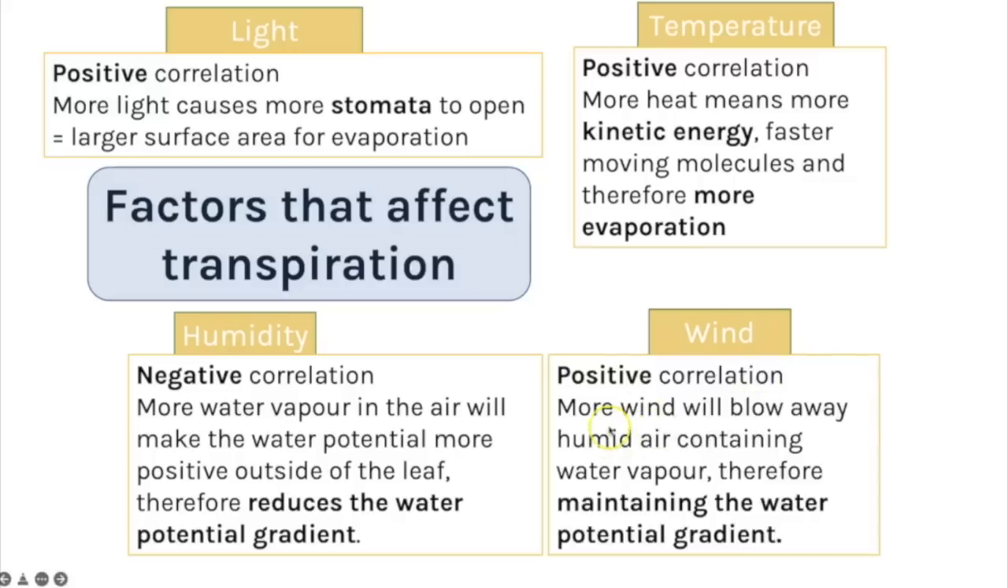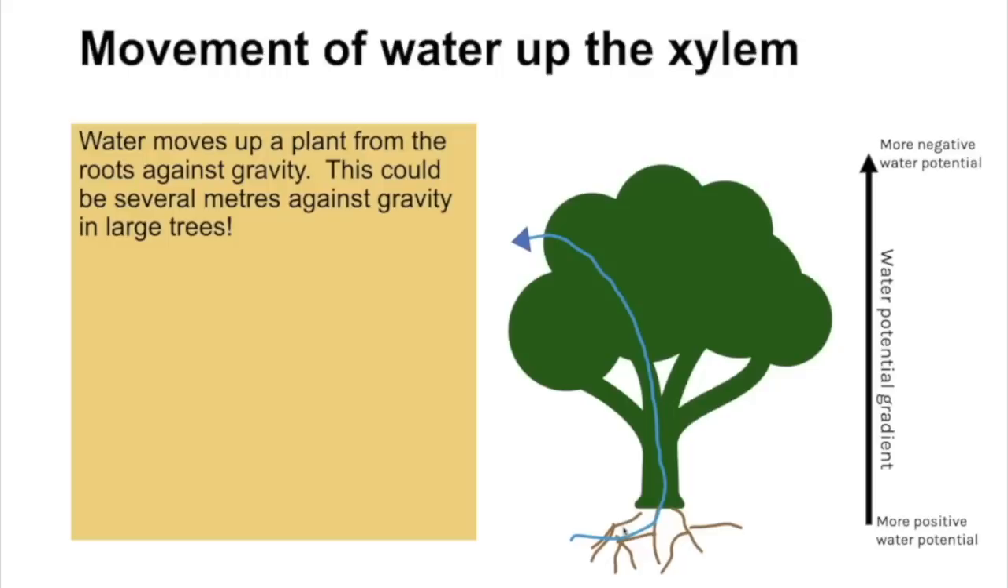With wind, because the wind is carrying away air that contains water vapour, the wind will actually be maintaining the water potential gradient. So the more windy it is, the faster the rate of transpiration.